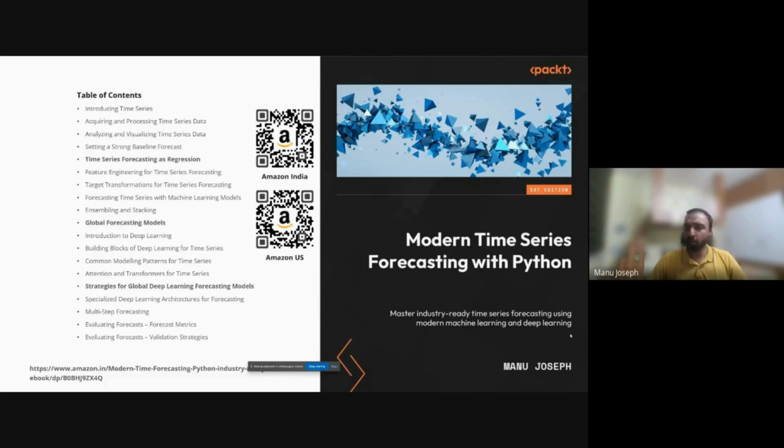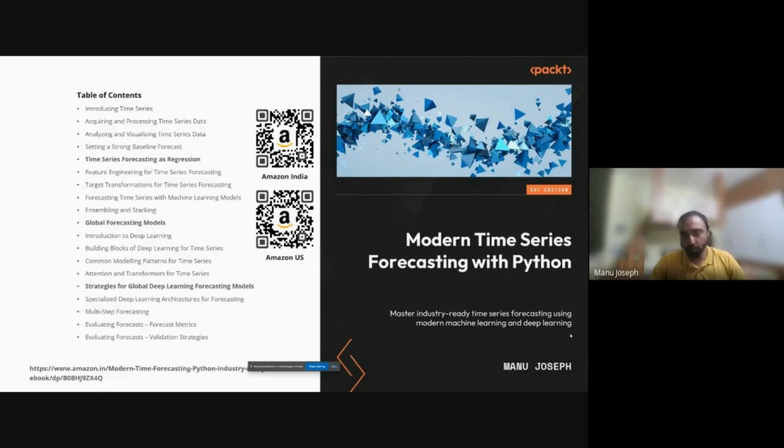So the book does not assume that you already know anything. It starts from a very basic level: what is deep learning, what are the different building blocks, and how do we commonly model for time series. And then we also look at how we make global deep learning models better.